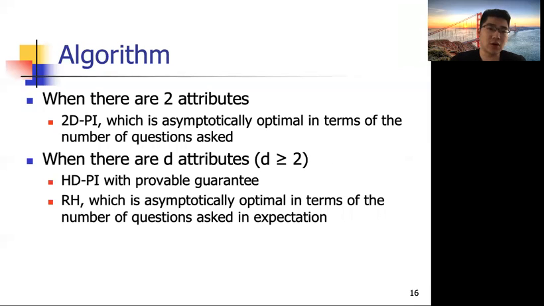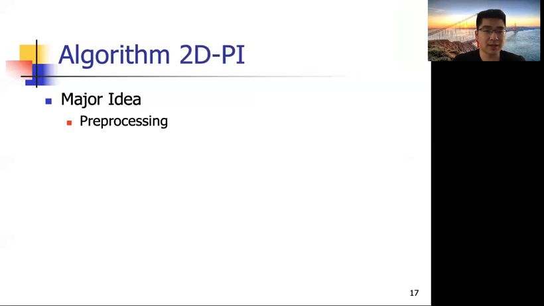Now I'm going to show our algorithms one by one. First, algorithm 2DPI. This algorithm has two major steps.